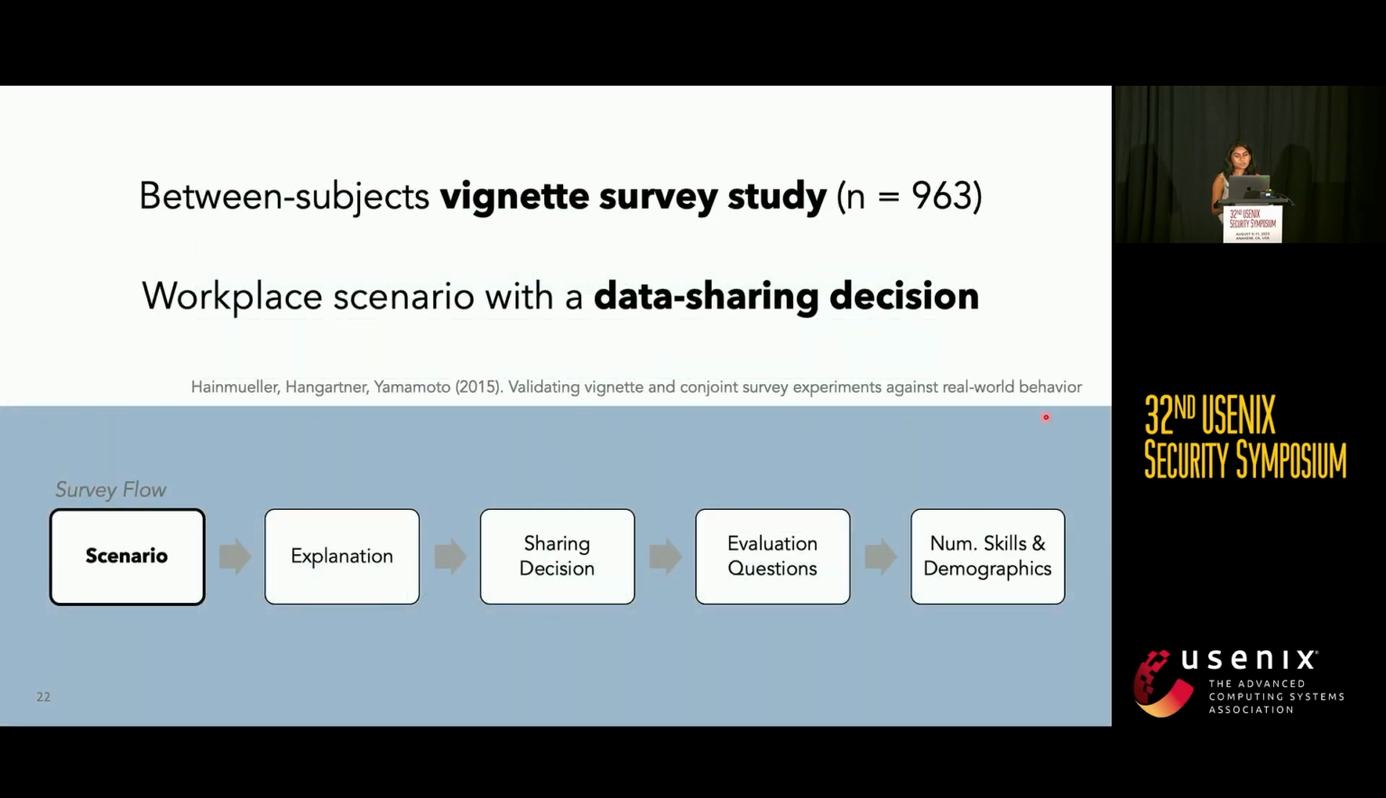So we conducted a between subjects vignette survey study where we asked participants to imagine themselves in a workplace scenario where they had to make a data sharing decision about some personal information. We designed the scenario to mimic real-world settings. We also explained to them that they were worried that their manager would discover their information based on aggregate results across the company. And we tested 2 scenarios.